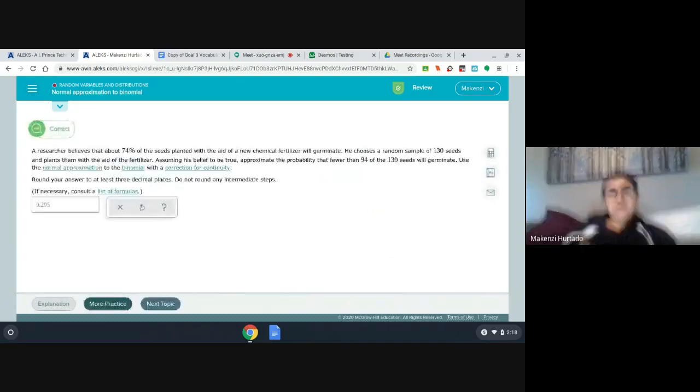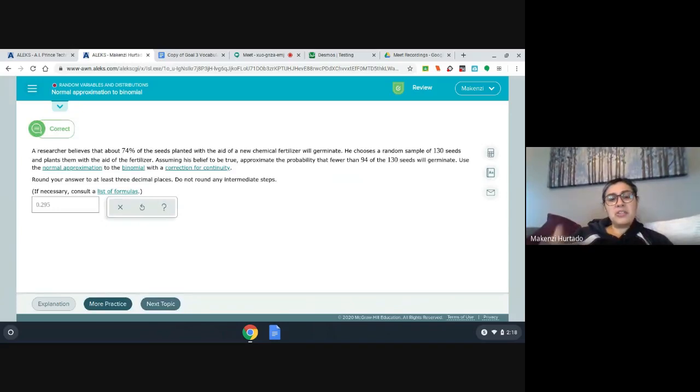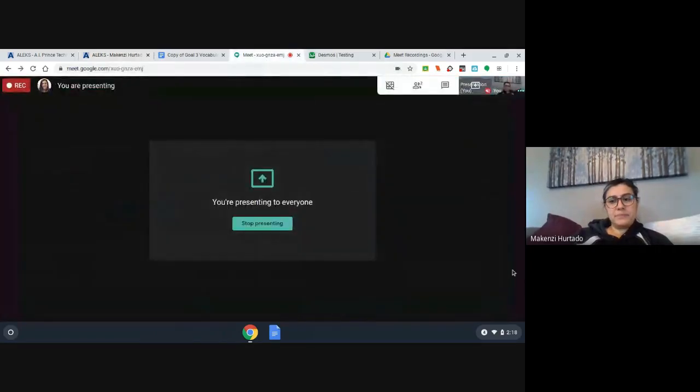So again, use that formula chart. Follow the directions carefully. I really recommend you write it in your notes if you can't print it out so that you don't have to keep going back and forth.